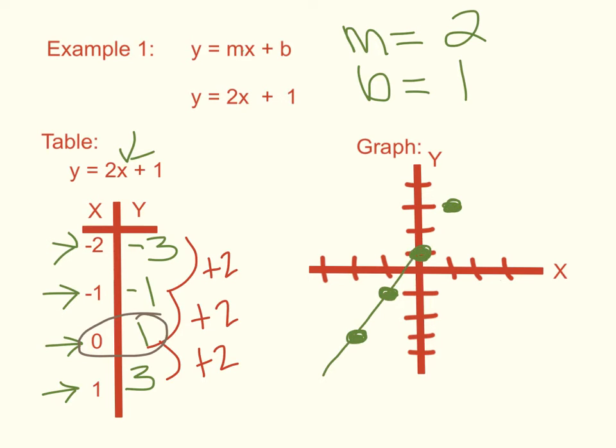Draw our line through, and we have our straight line. To identify the slope and the y-intercept, we can see that we are going up 2 places and over 1 each time. Up 2, over 1, up 2, over 1. The y-intercept, we can see, is where it is 1 on the y-axis, at the point 0, 1, which is right there.